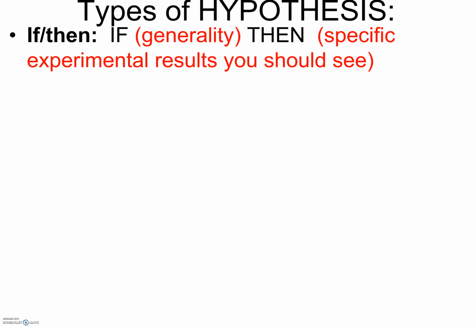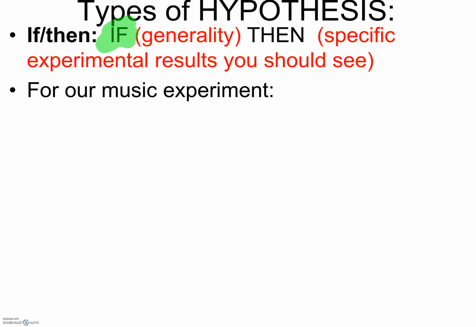However, the if part, this part right here, would be the same for every person in the room. If listening to music helps you study. That part, that's the generality. That's what we think in general. The then part would be specific to each person's experiment. So I have a sample one here. This is just one sample.